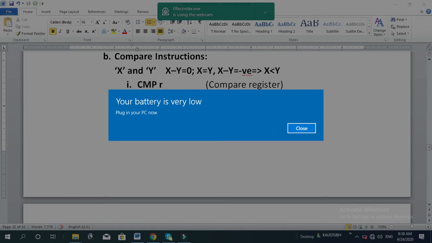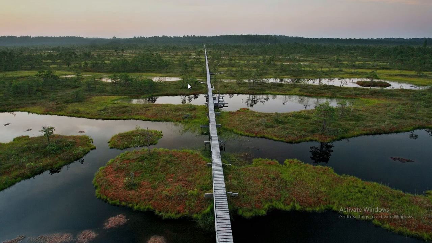Suppose the result is positive. Result is positive means x is greater than y. While x is greater than y, during the subtraction there is no borrow. As I mentioned in the subtraction instructions, the carry flag also indicates borrow. So if the result is positive, that means x is greater than y, therefore no borrow, therefore the carry flag is reset.